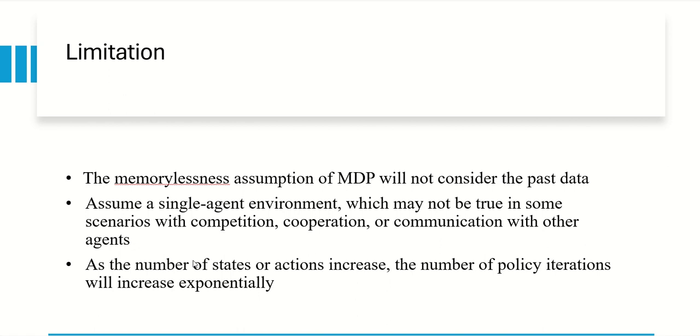For example, in our case, we only assume 4 actions for each state. So when we are updating the action mapped to each state, we only need to calculate 4 actions. But if there are 5, 6, 7, 8, there will be more.